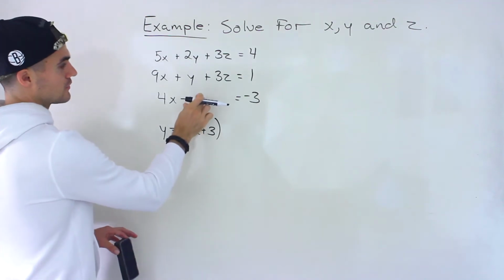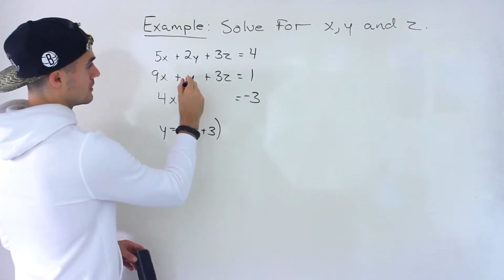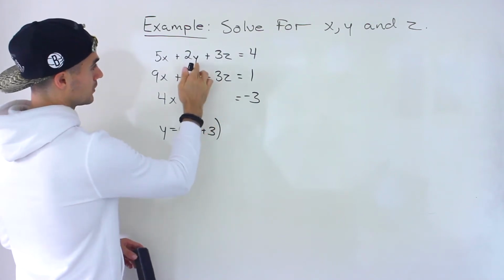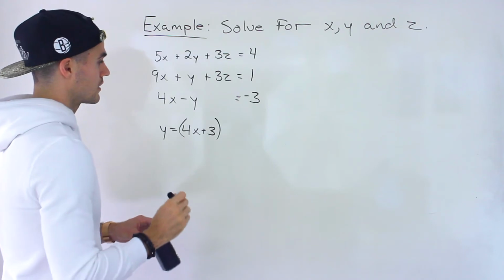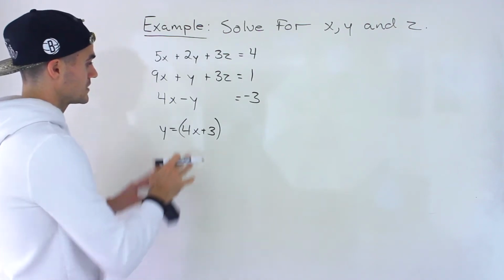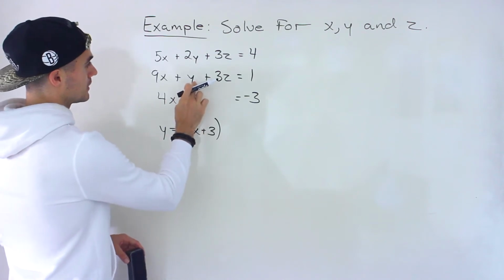Now you don't necessarily have to isolate for this y. If you want to do substitution, you could isolate for this y, and then plug it in here, plug it in here. Different ways you can go about this. Just make sure that you're getting the same answer at the end. But this is the way that I'm going to do it. So I'm going to take this, and then I'm going to plug it in here and here.